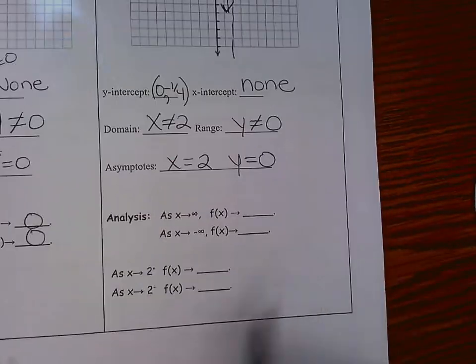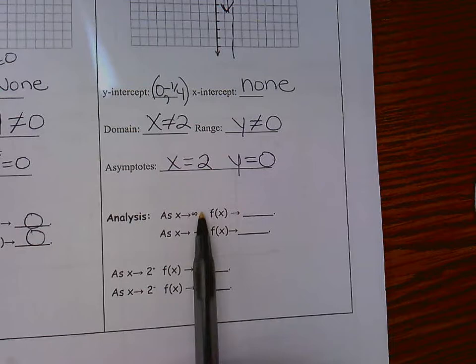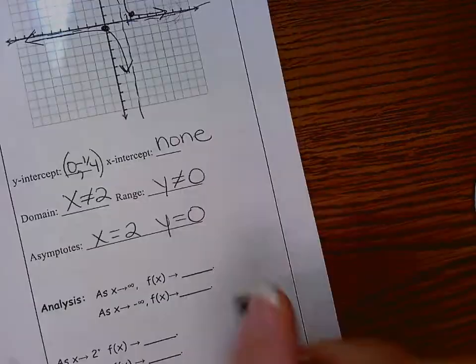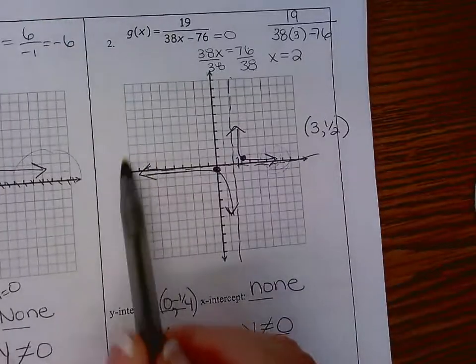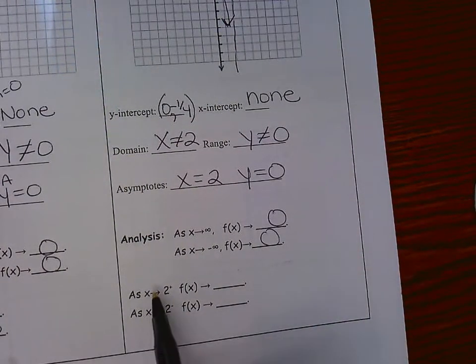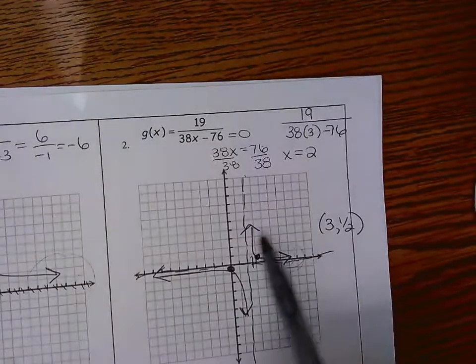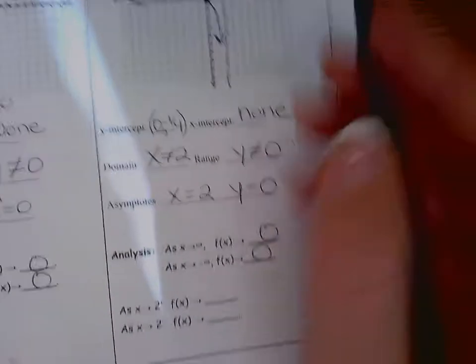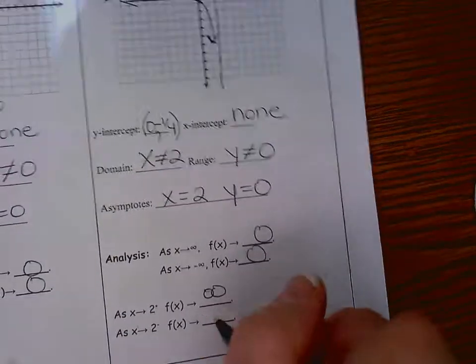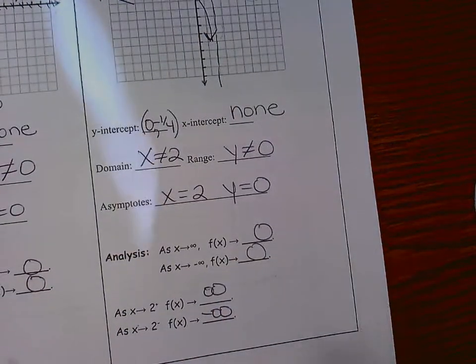And let's do that analysis. As x goes towards the right side, what's my function doing? It's getting closer to 0. As x goes to the left side, the function also gets closer to 0. What about as x approaches 2 from the right? As x approaches 2 from the right, it's going towards positive infinity. What about as x approaches 2 from the left? It's going towards negative infinity.